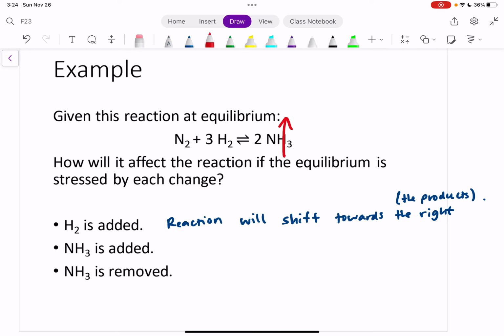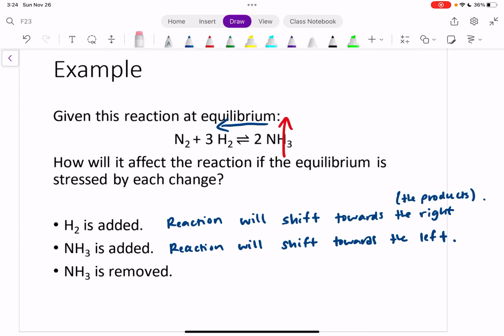Well, what's going to happen? Now we've got more of this. If in our container we've got more NH3s to react, then they're going to react together and we're going to produce more of our reactants. It's going to back react more. There's more of that thing to react, so we can make our reactants. And so the reaction, we would say, will shift towards the left, or the reactants.